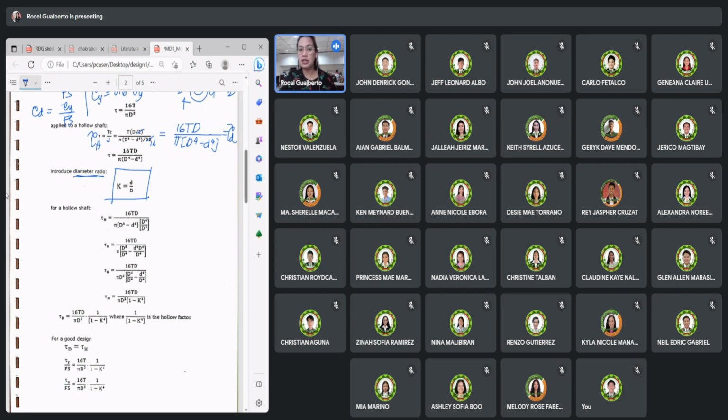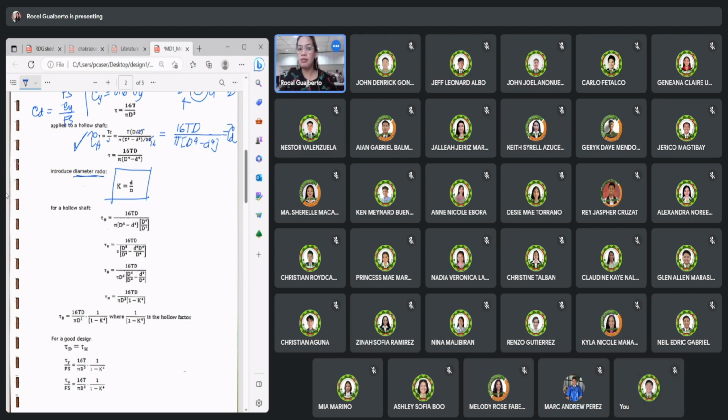So, isasama po natin siya dito sa equation ng hollow shaft. So, 16TD, di ba ito yung nakuha natin kanina? 16TD over pi, quantity D to the fourth minus d to the fourth. Ano na po yung ginawa natin? You look at yung ilalim po, yung denominator, we multiply that by D to the fourth over D to the fourth. This is the outer diameter. And this value is just equal to 1.